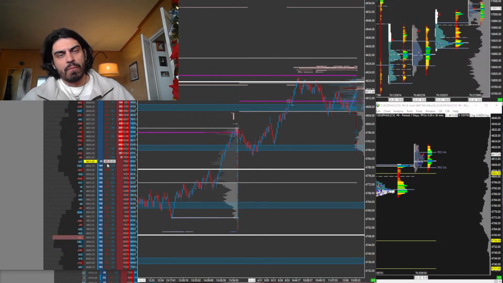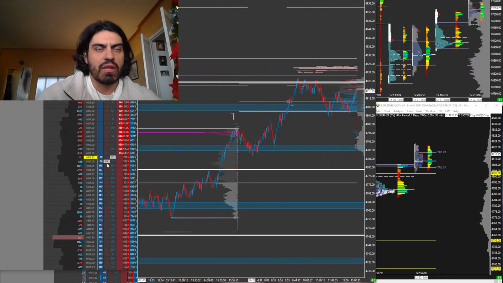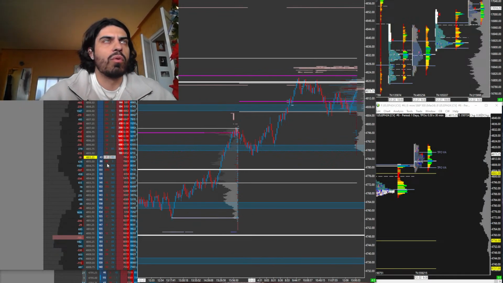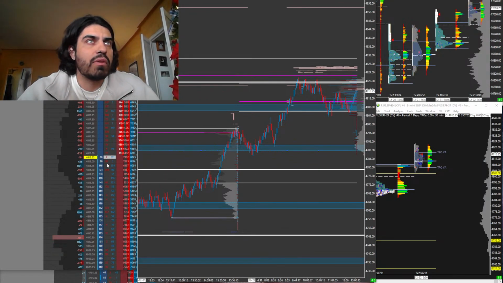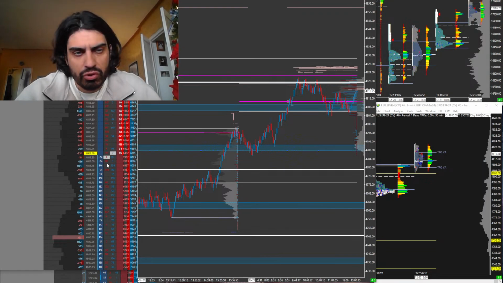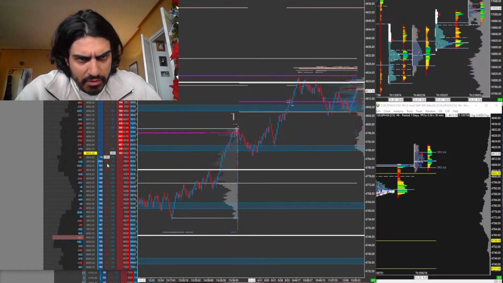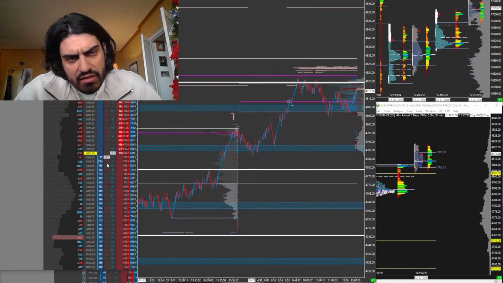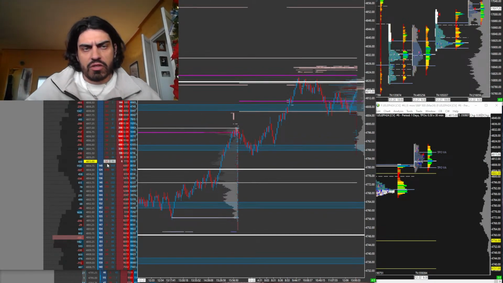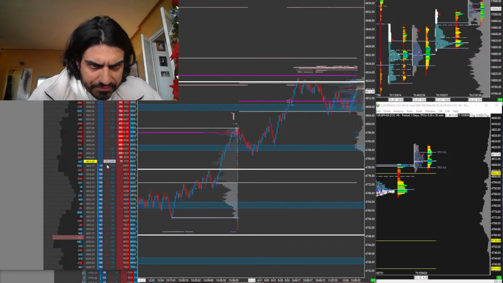The footprint. Yeah, I like the footprint a lot, but for mainly delta, right, I don't really look at the numbers within the footprint too much. Because I get those figures from the DOM. Now, speaking of the DOM, look what's going on right now.